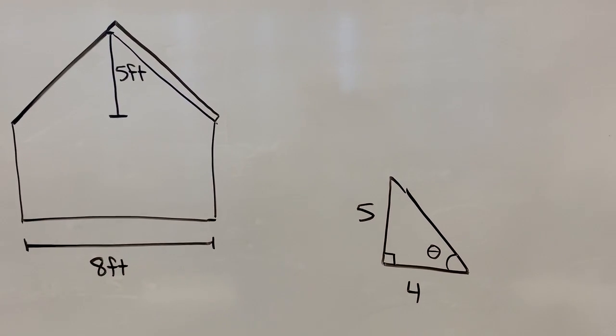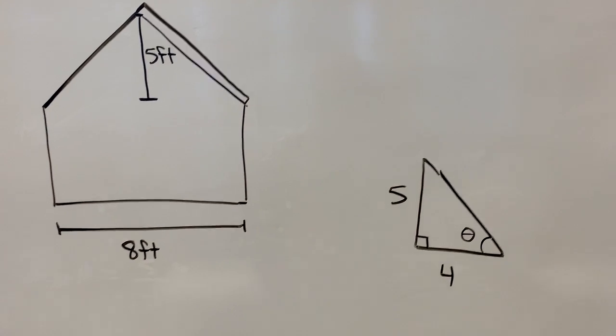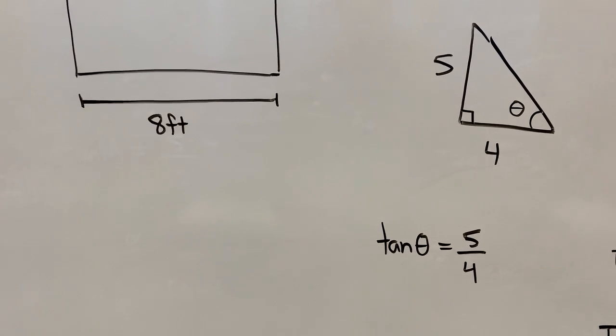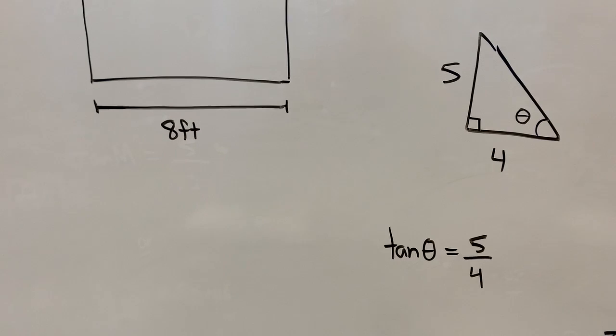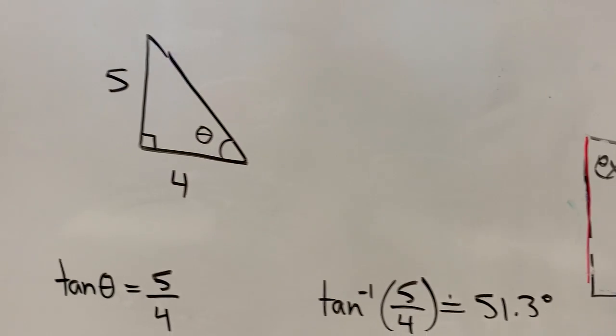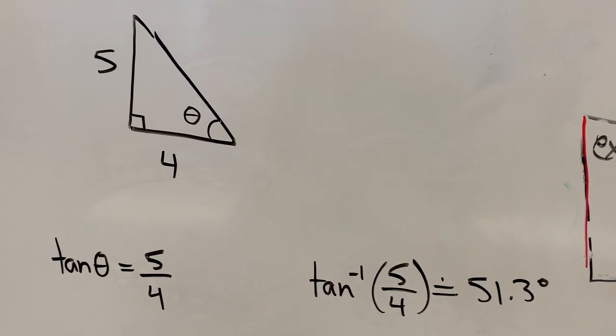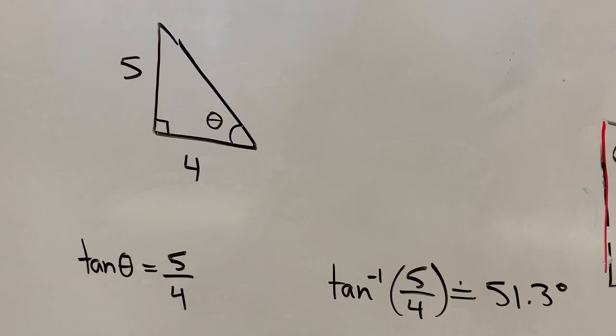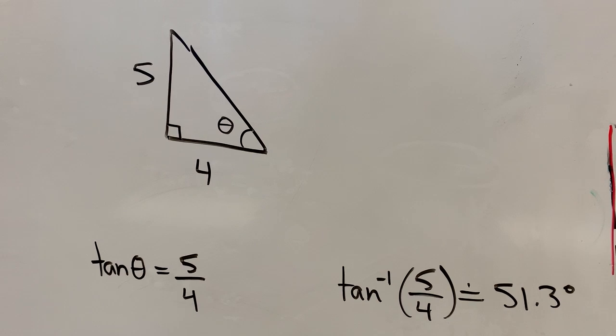So I think about my trig ratios. Tangent is equal to opposite over adjacent. So tan of my angle is 5 over 4. And so to find the angle itself, I say inverse tan of 5 over 4, and I get 51.3 something degrees. And so, is it perfect?